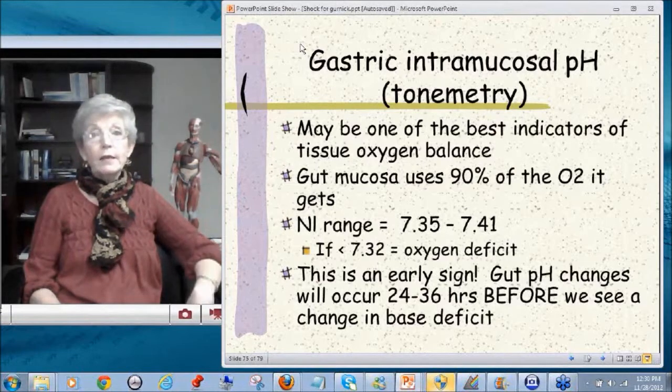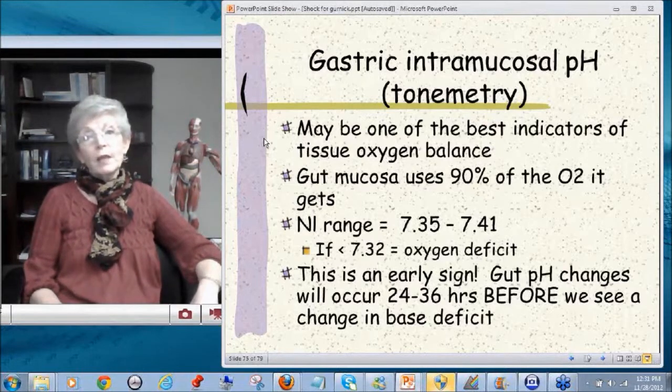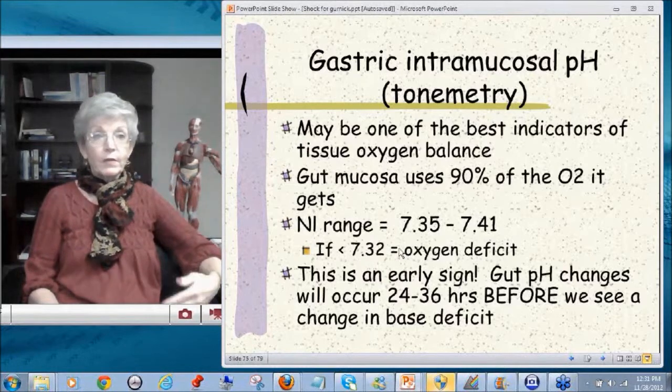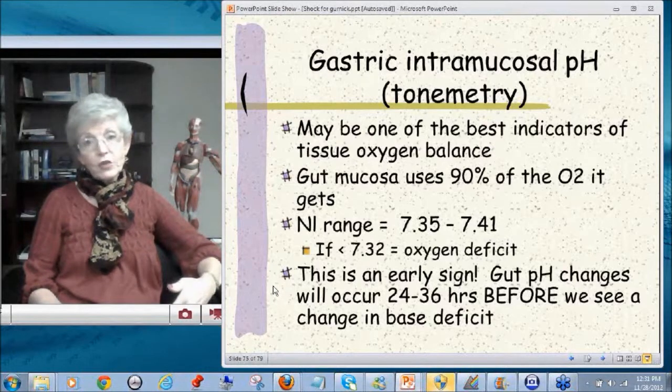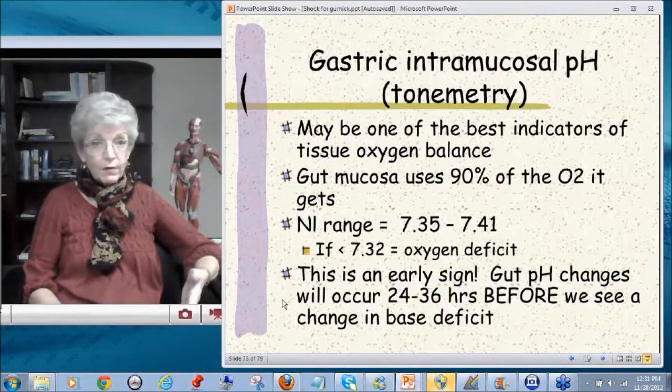Some places are looking at intramucosal pH in the stomach with the use of specialized NG tubes, and they feel that this may be one of the best indicators of tissue oxygen balance. The gut mucosa uses 90% of the oxygen it gets. Its normal pH range, as you see, is 7.35 to 7.41. If it's less than 7.32, it's more acidotic, and it's telling you that there's an oxygen deficit. This seems to be a really early sign, and the gut pH actually changes many hours, even a day, before we would see a change in the base deficit. So some places are using this.